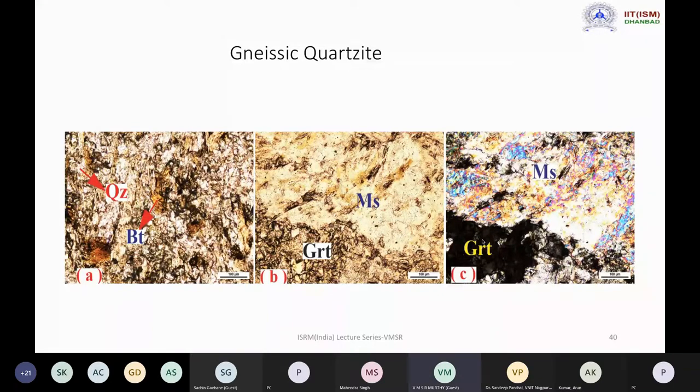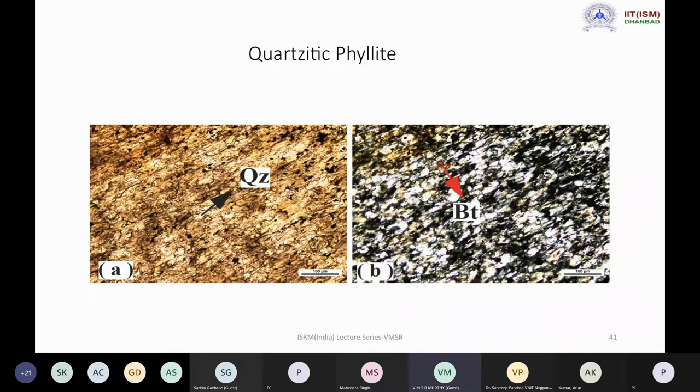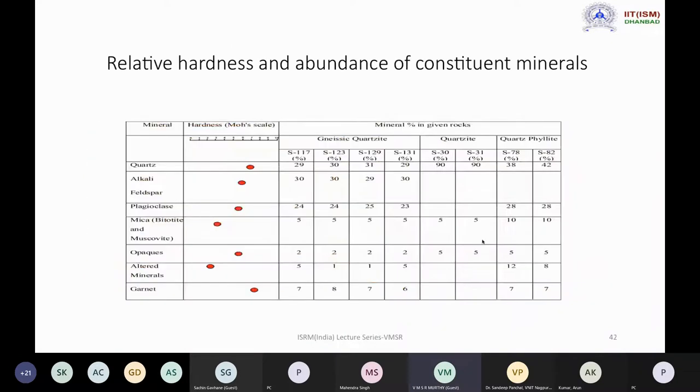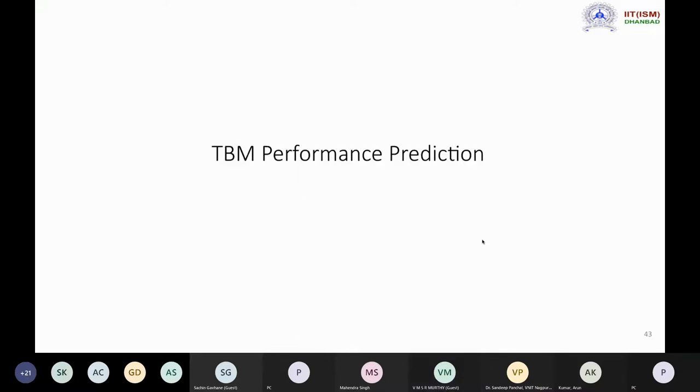Quartzitic phyllite also has quartz and phyllite, with phyllite dominantly present. You can see the scaling of the minerals. Garnet has reasonable hardness, much higher than even other minerals like quartz. Quartz has 7, garnet comes to 8. So you can understand the presence of quartz and garnet making, and that's how the abrasion happens.